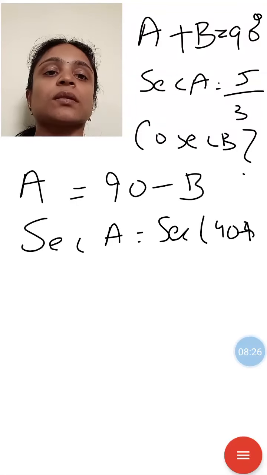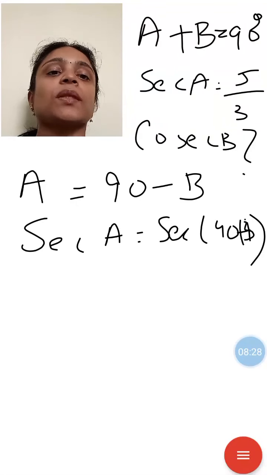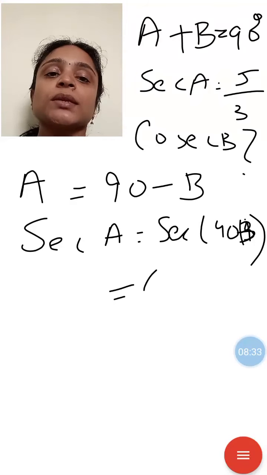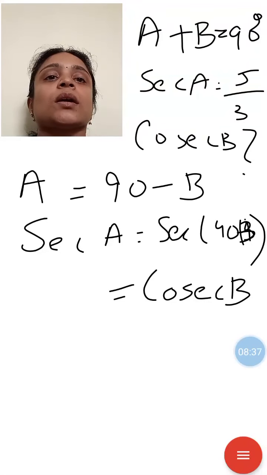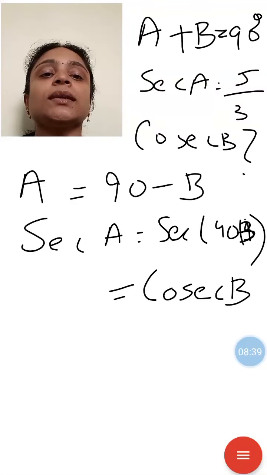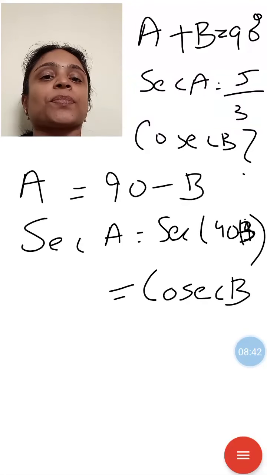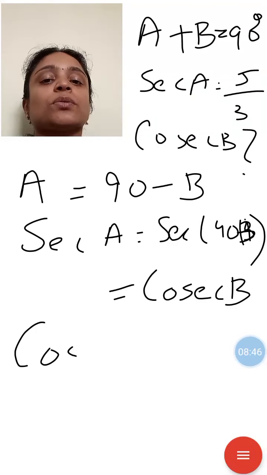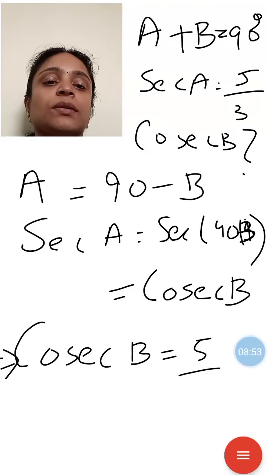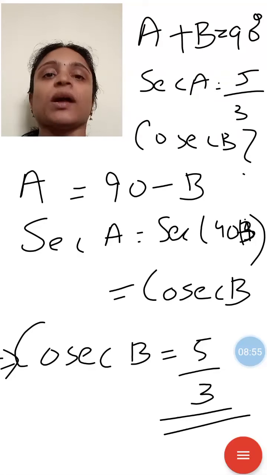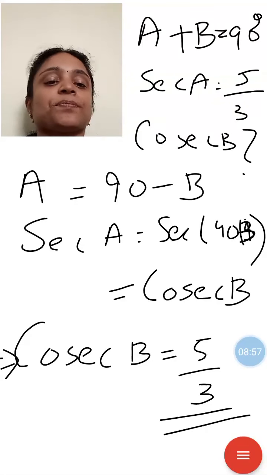Right? This is B, 90 minus B. And what is sec 90 minus B? It is cosec B. Given cosec A equal to 5 by 3. So, what is cosec B? Cosec B equal to cosec A, which implies cosec B equal to 5 by 3. So, cosec B equal to 5 by 3 is the answer. Understood?